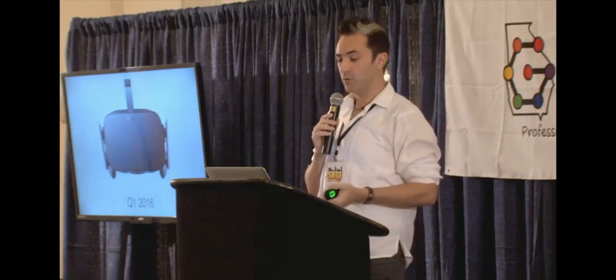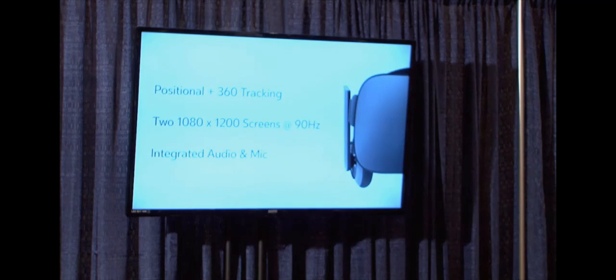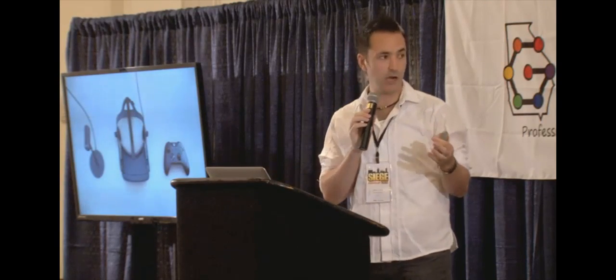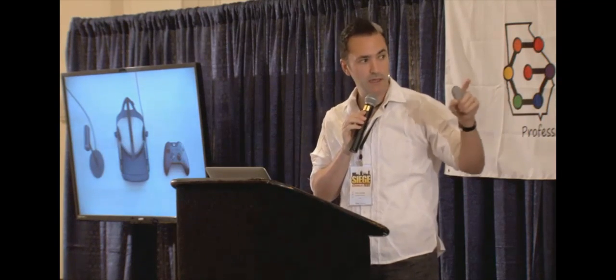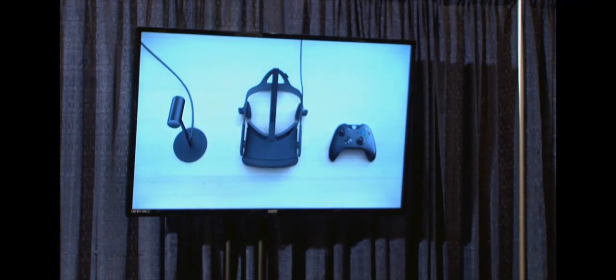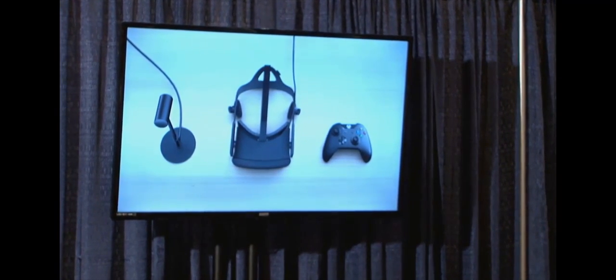Next up, in the first quarter, we have the Oculus Rift. So this is our PC-attached headset. It's a little bit fancier. It's got positional tracking and 360-degree head tracking by sensors on the back of the head. It's got 2 screens in it. They're 1080 by 1200 each, and they're running at 90 frames a second. It's also got an integrated microphone and integrated headphones. Included in that box, you're going to get the headset, the Oculus sensor, and an Xbox game controller, which is super important to you as a game developer because you know that everyone's got a specific input device that you can target.